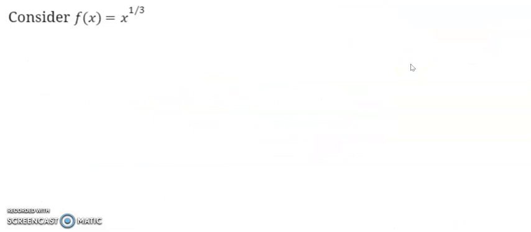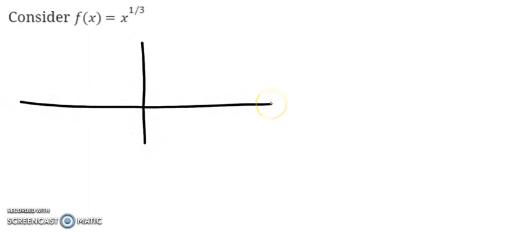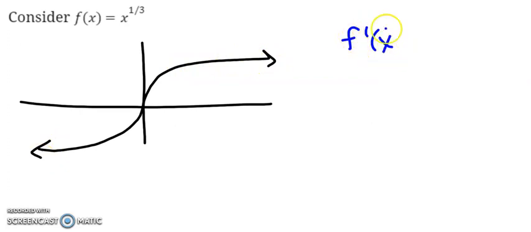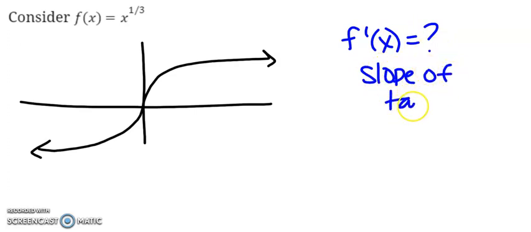Consider f of x equals x to the 1/3. This one we're not going to do with limit definition. You could if you wanted to, but we're going to look at this one strictly from a graph standpoint. You're going to draw this graph in your notes. So the graph of x to the 1/3 is the inverse of the cubic graph. So it ends up looking like this. That is our graph of x to the 1/3. And if I think about what finding f prime of x would really mean, f prime of x again means the slope of the tangent line.